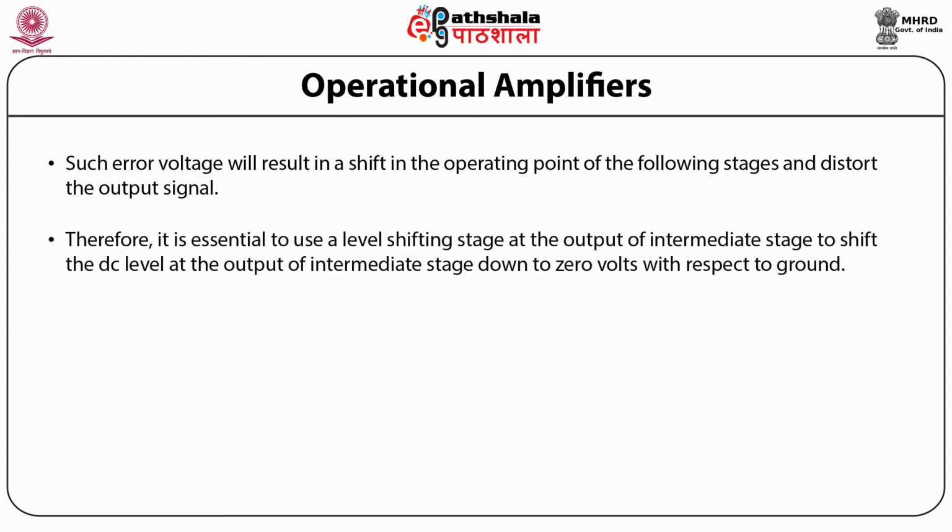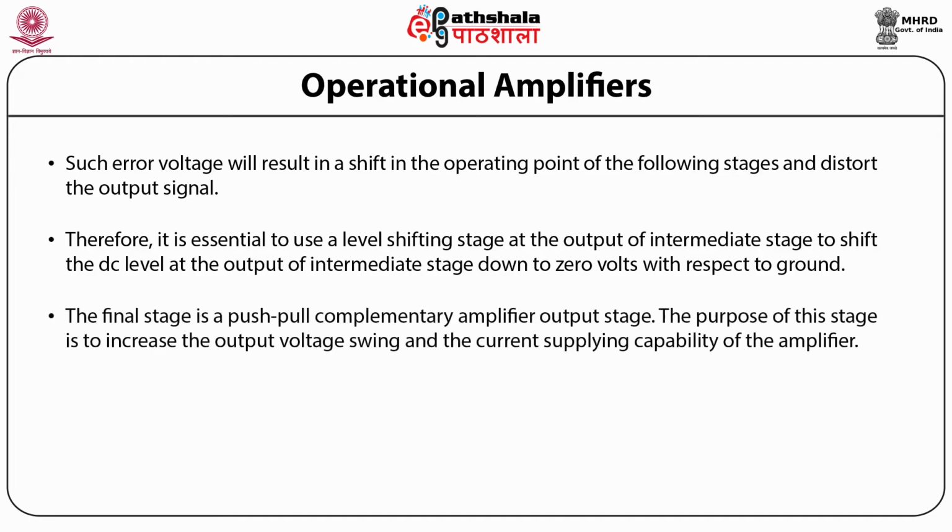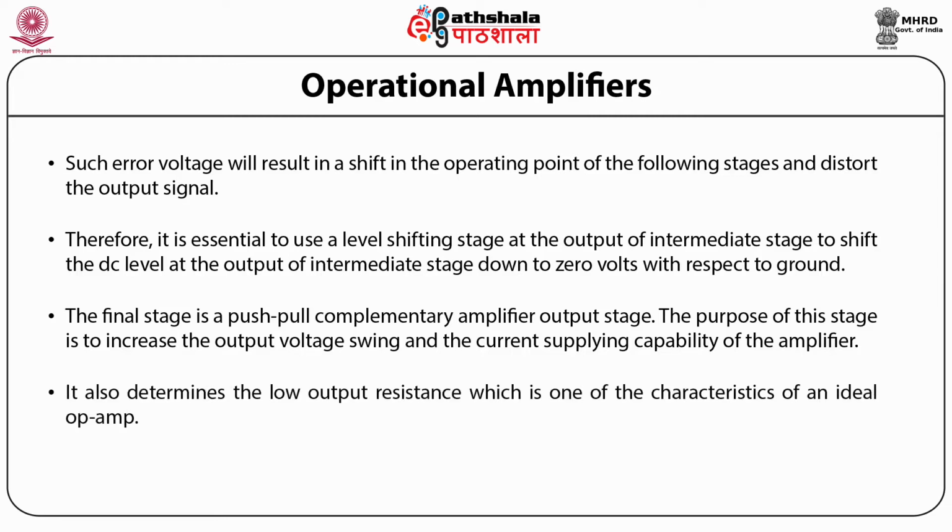signal. Therefore, it is essential to use a level shifting stage at the output of intermediate stage to shift the DC level at the output of intermediate stage down to 0 volts with respect to ground. The final stage is a push-pull complementary amplifier output stage. The purpose of this stage is to increase the output voltage swing and the current supplying capability of the amplifier. It also determines the low output resistance, which is one of the characteristics of an ideal op-amp.